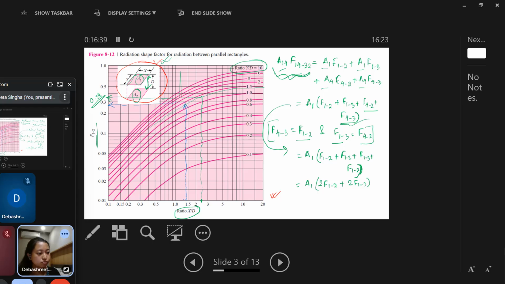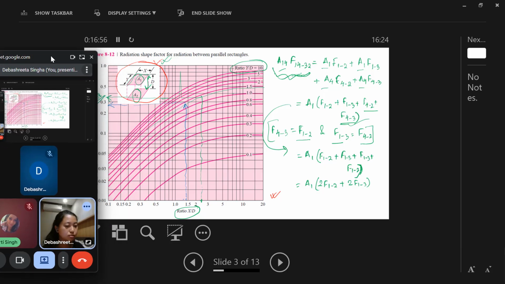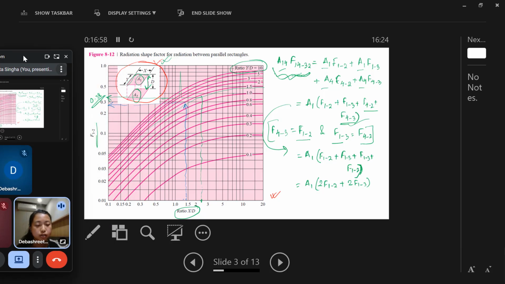So, is it clear? Maybe it might be taught in your college or it may not be. I don't know. But this is one of the methods by which we can estimate the view factor. The graph should be provided to you and you can easily find it out.